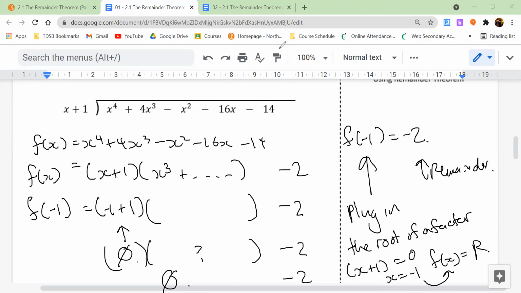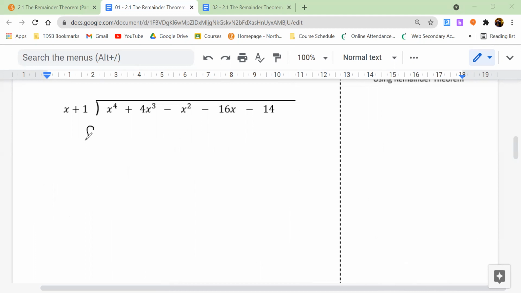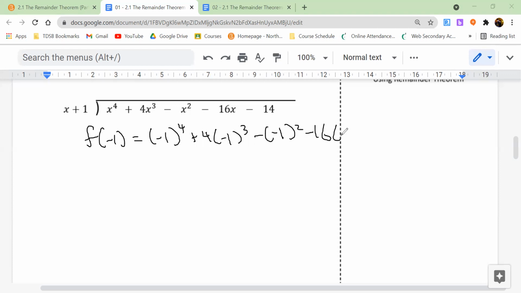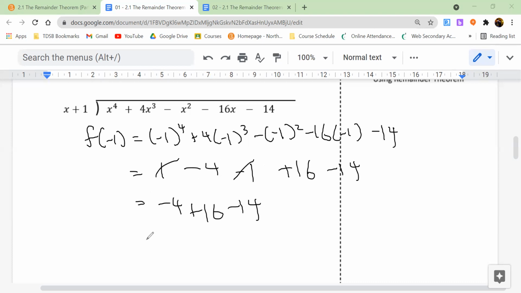So let's test it. f of -1 is equal to -1 to the power of 4 plus 4 times -1 to the power of 3 minus -1 squared minus 16 times -1 minus 14. This is 1, -4, -1, positive 16 minus 14. -4 plus 16 minus 14, that's -2, just like our original question.